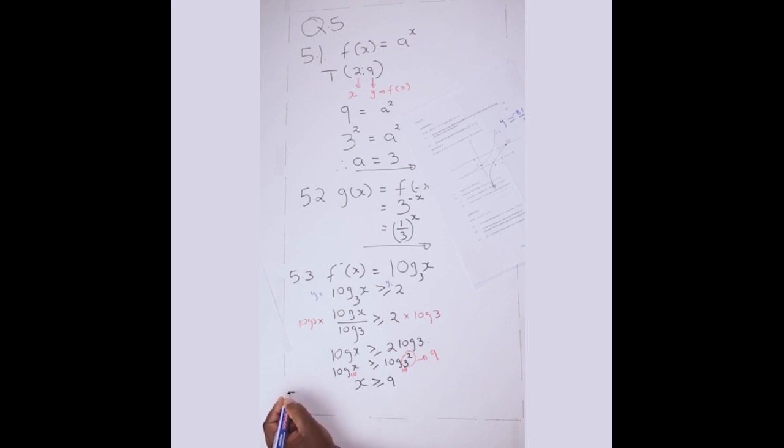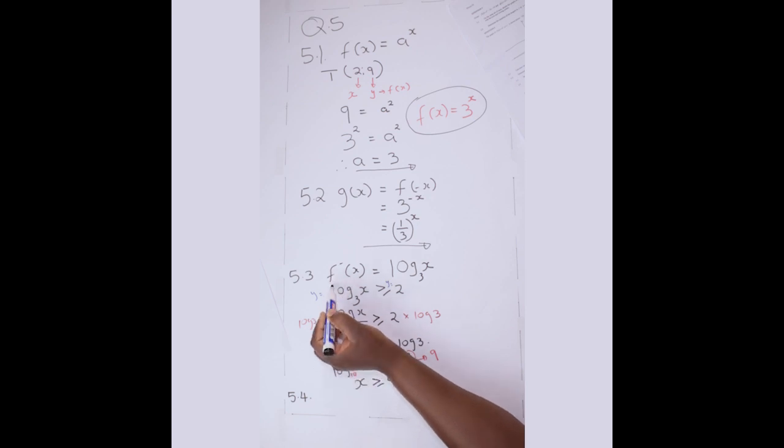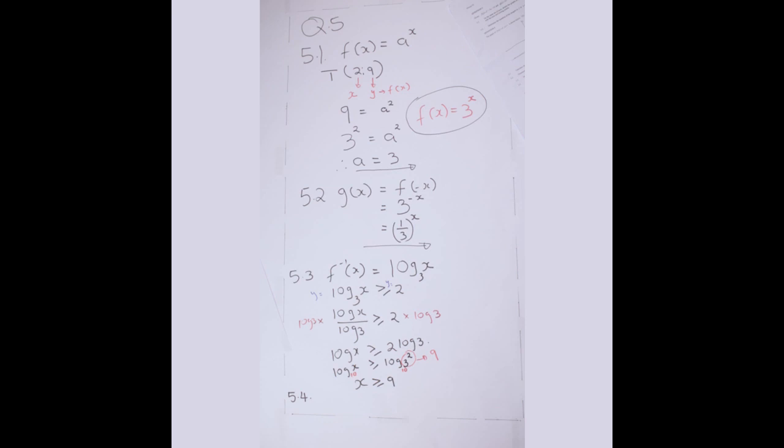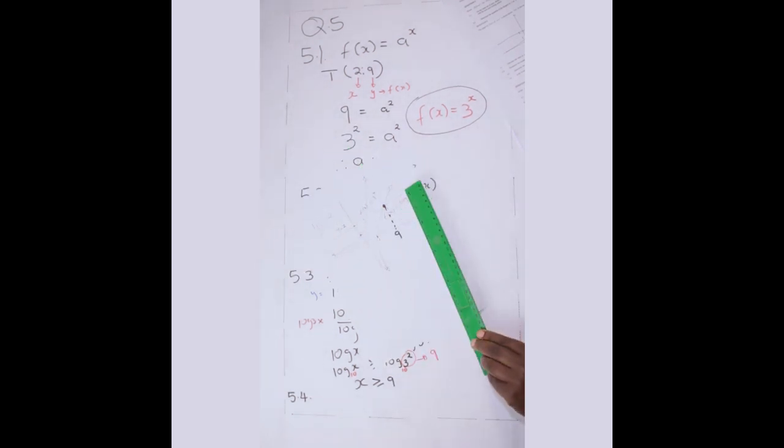Okay, the last question on this question 5, it is 5.4, whereby they said, is the inverse of f a function? Remember we had the graph of f, which is f of x equals 3 to the power x. And our inverse is the one which is f to the power minus 1 of x equals log with base 3 of x. Is this one a function? How do we test if it's a function or not? We need to see if our vertical line is touching or passing through our graph once or more than that.